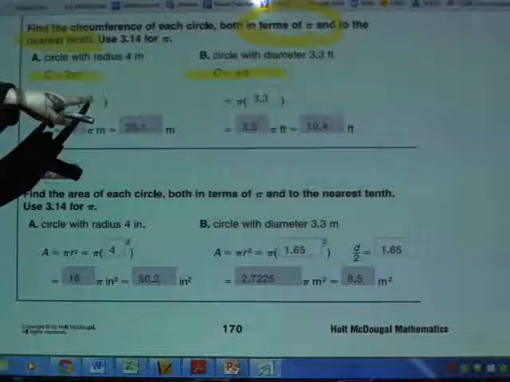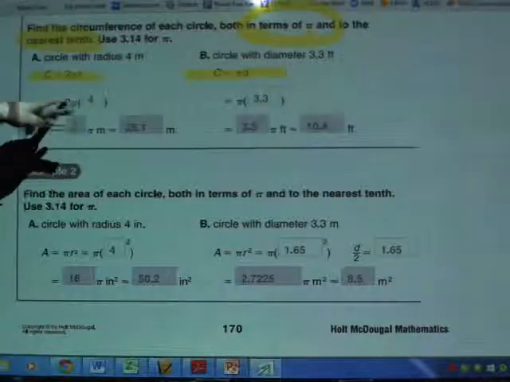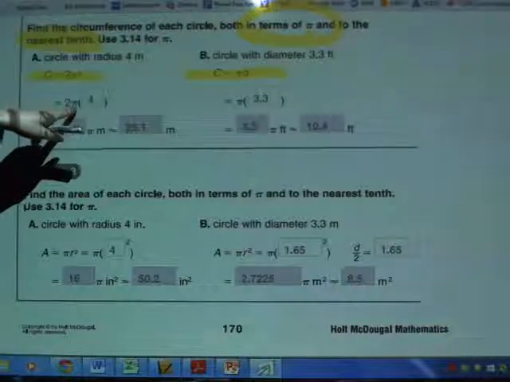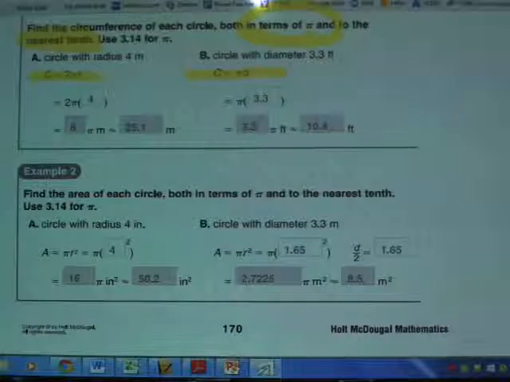And since these are all together with multiplication, I'm combining them with multiplication. 2 and 4 go together to make 8, and I'm going to leave pi alone. And I'm going to write 8 pi, or 8 times pi. That is the circumference of that circle, 8 pi. That is actually an exact answer.